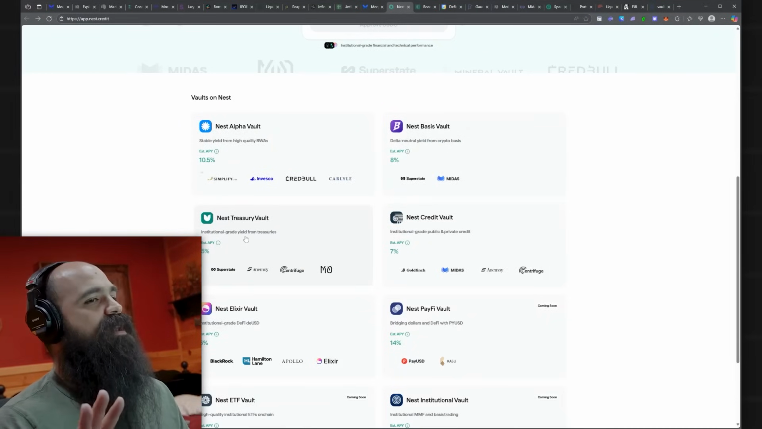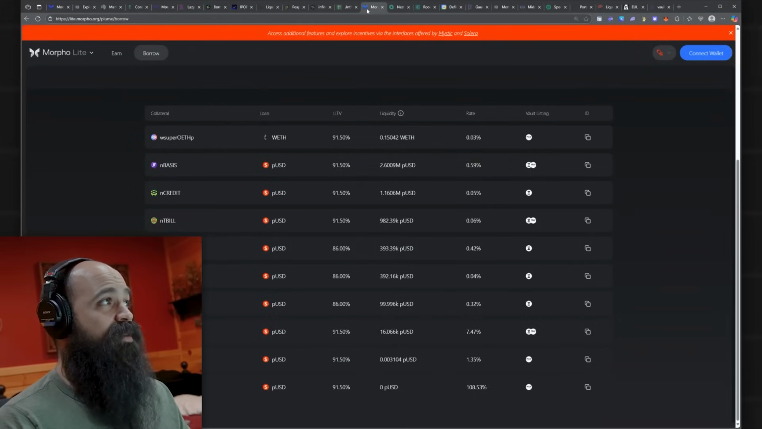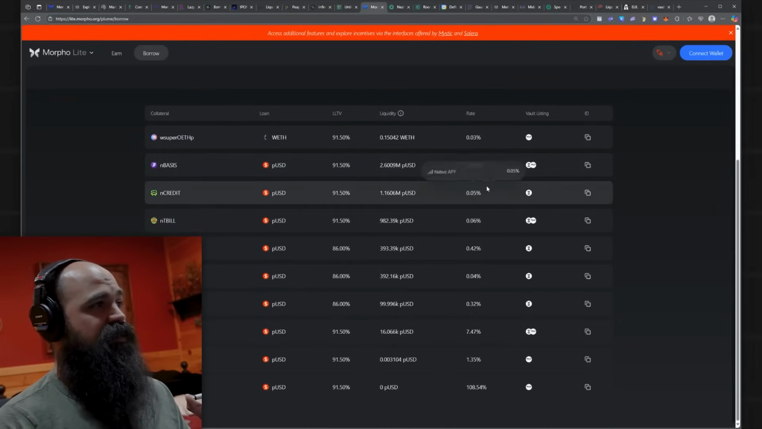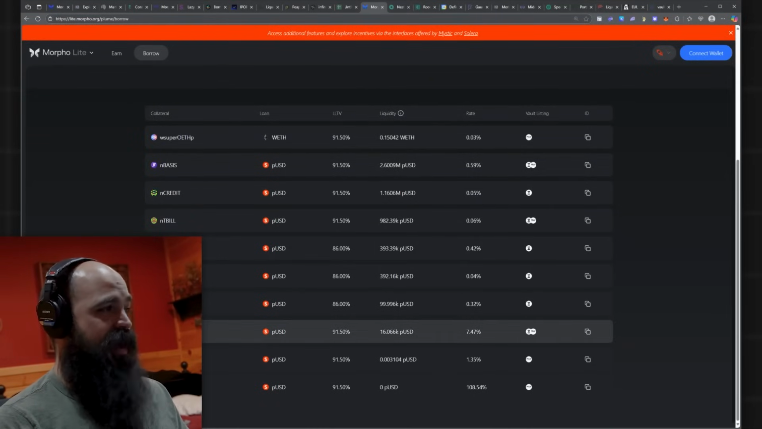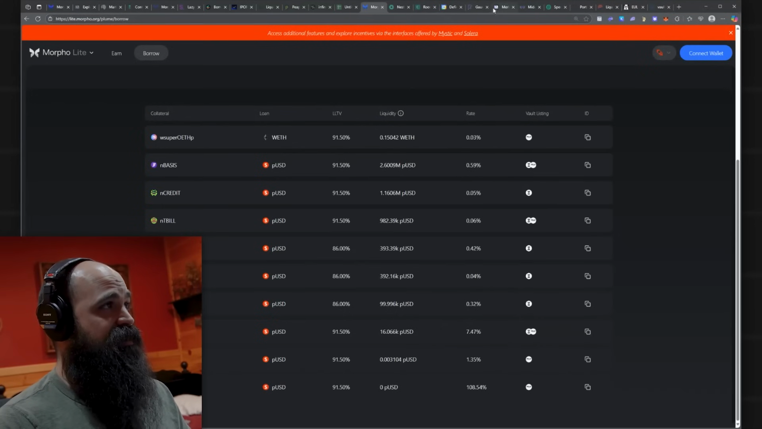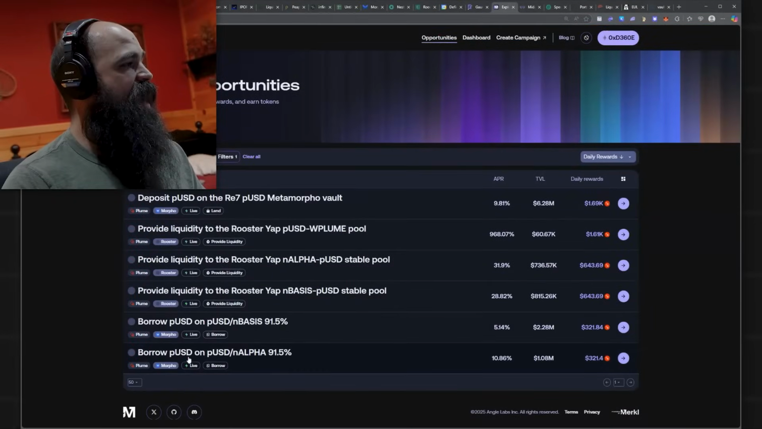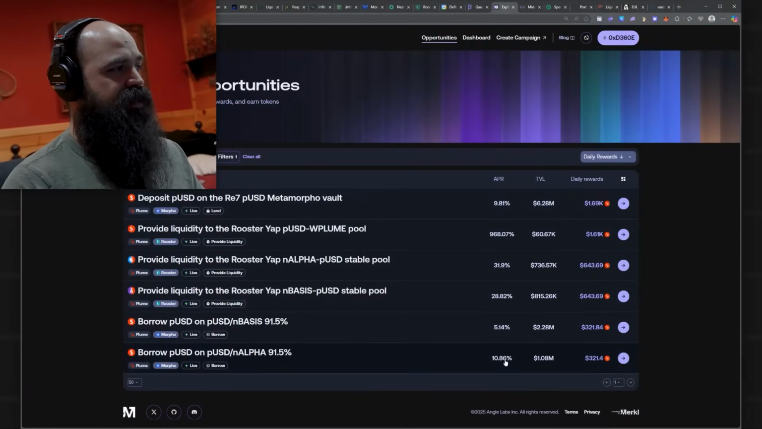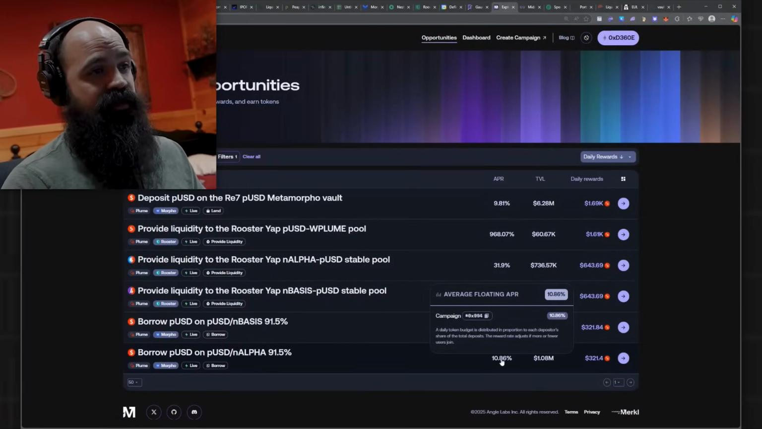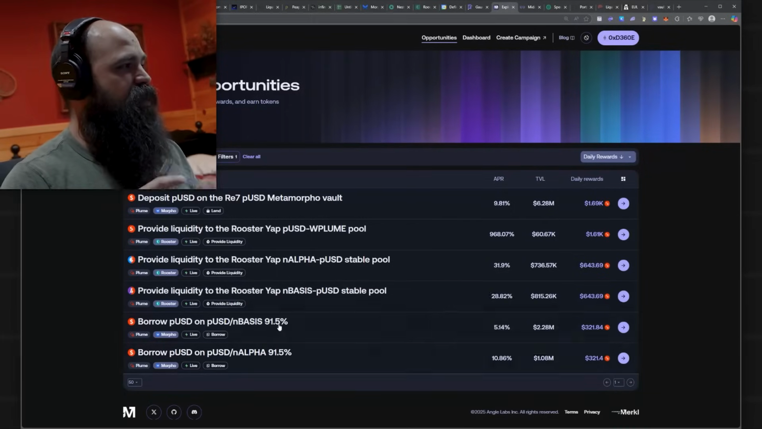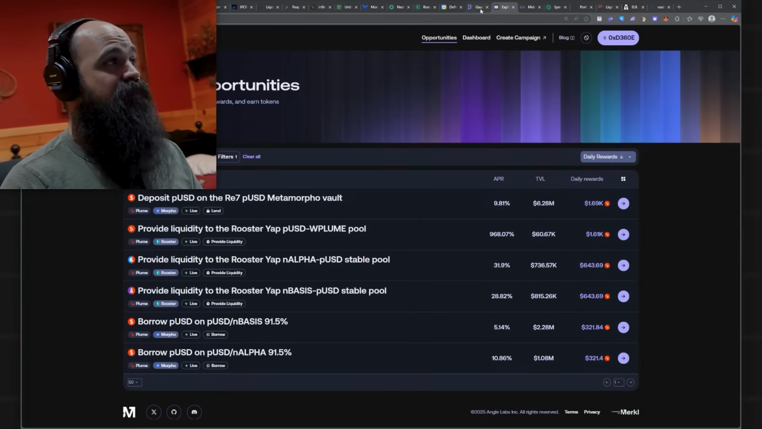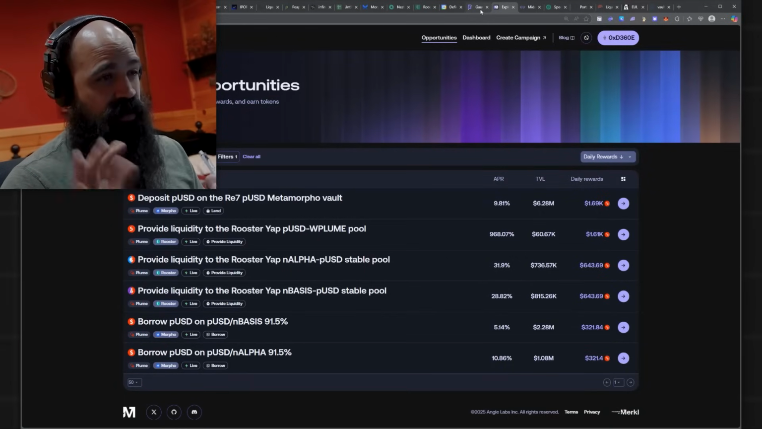So these are not amazingly high yields, but look at the borrow cost. Borrow cost is less than 1% on every market except for N Alpha. Now, why is N Alpha so high? It's because on Merkl, they are paying you to borrow PUSD against N Alpha, and they're paying you 10%. So you're getting paid to borrow, you're getting paid to leverage. This is really good. You're also getting paid here as well. You're getting paid 5% to borrow on N Basis. Remember, N Basis was getting around 2% right now.